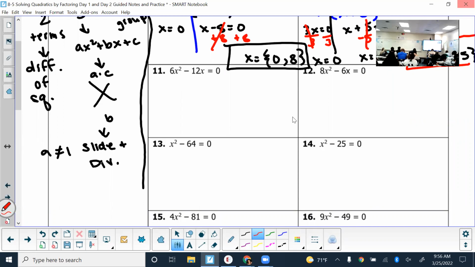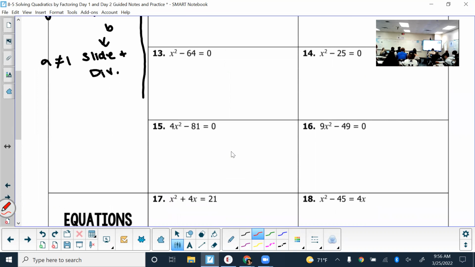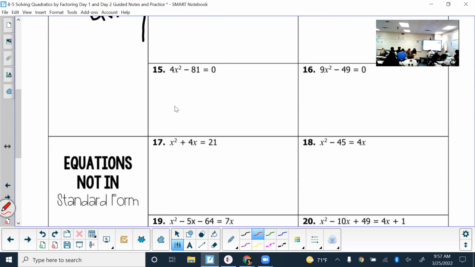So now, we're going to skip 13 and 14 because 15 and 16 cover the same thing and they're a little bit more difficult. So we'll kill two birds with one stone. So looking at 15, follow the steps on the front of your paper. Is it already set equal to 0? Yes, so then the first step's already done. Step 2 is to factor the other side.